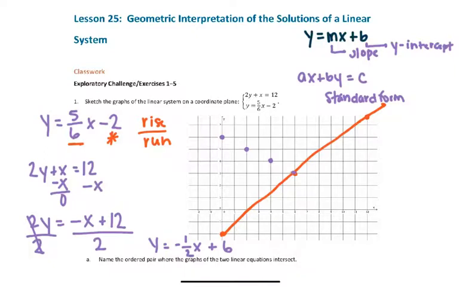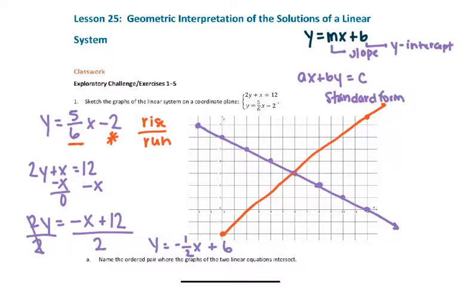So I'm going to keep going so I can connect all of these. So down 1 unit, over 2 units, down 1, over 2, down 1, over 2. And I'm actually going to go up 1 and over 2 so that I have 1 here as well. So now I can connect all of these points to each other, and there is the line of my second equation.